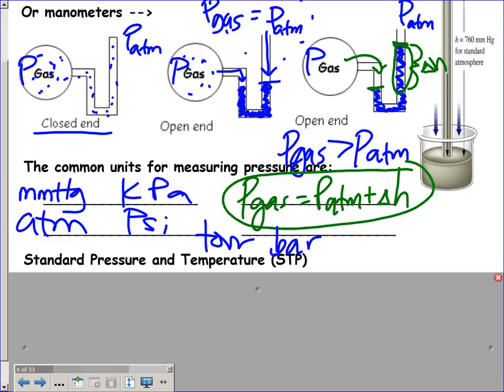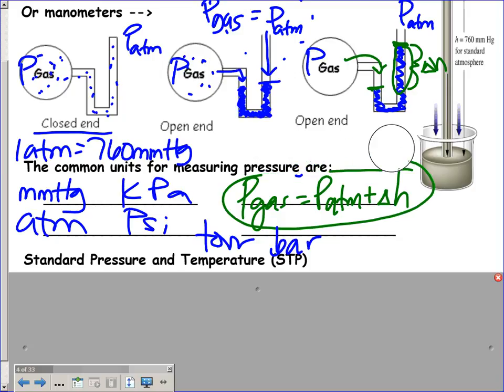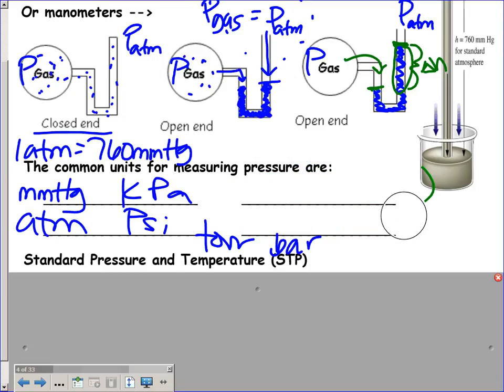So let's talk about the ones that we know the equivalencies of, and you actually get some of these on your reference sheet. So 1 atmosphere is equal to how many millimeters of mercury? 760 millimeters of mercury. Okay, those are two that we'll use a lot. There's one more equivalency that we use a lot with kilopascals.